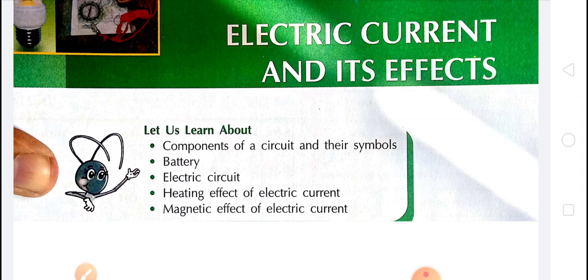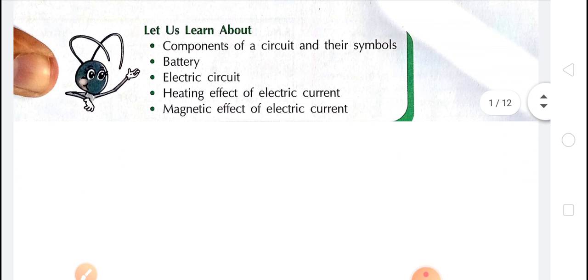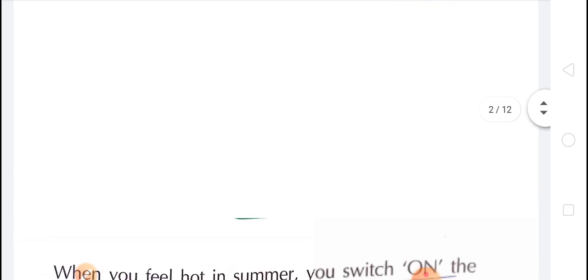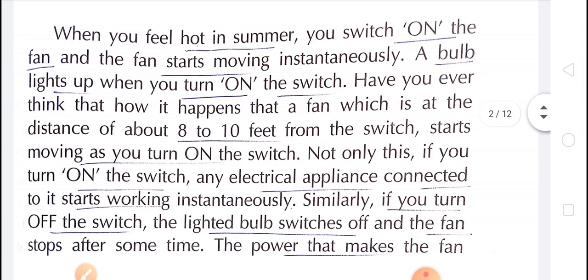Second, we'll discuss battery. Third, electric circuit. Fourth, heating effect of electric current. Fifth, magnetic effect of electric current. So before starting the lesson, children, we will take the introduction of the chapter.